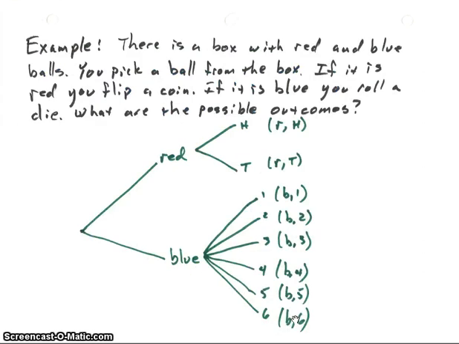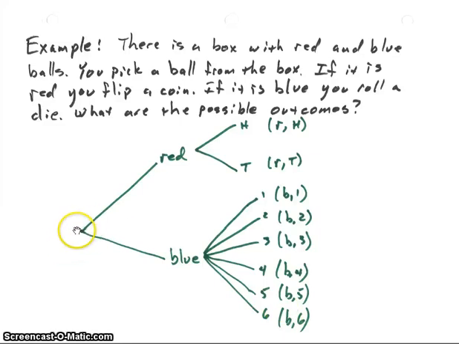But let's look at maybe something that you might have for an experiment that you're conducting. In this case, there's a box with red and blue balls in the box. You're going to pick one ball from the box, and if it's red, you're going to flip a coin. If it's blue, you're going to roll a six-sided die. And the question is, what are all the possible outcomes that you can have?